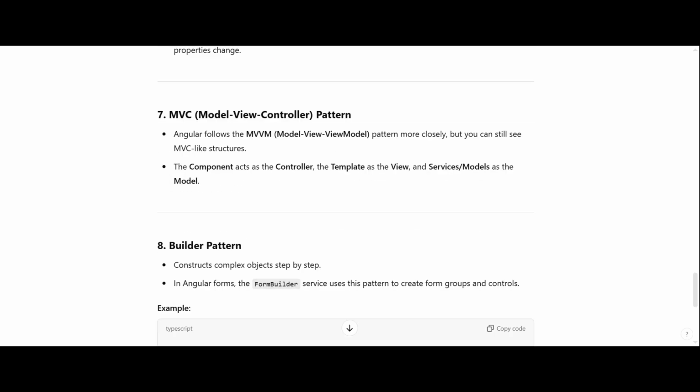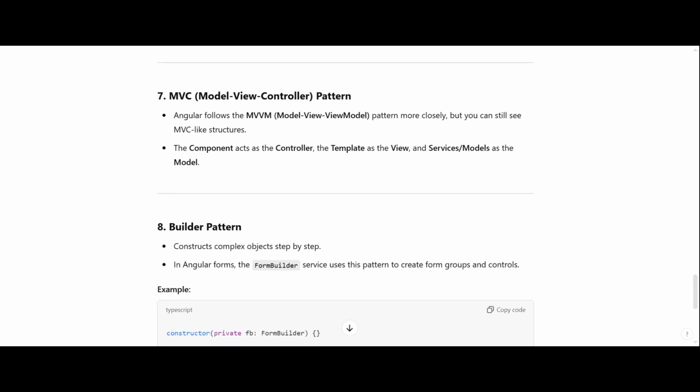Now MVC, model view controller. So we know model view controller. This is one of the most famous patterns, and in many technologies like PHP, .NET, everywhere it is used. So it treats the components as the controller, template as the view, and services as the model. So in components we put the logic, in templates we put the views, and services are used to put the encapsulated code, or we can also say they act as a model on the Angular side.